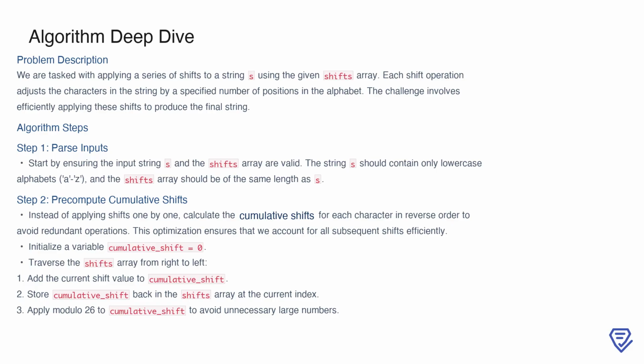To achieve this, we start by parsing the inputs, ensuring the string S contains only lowercase letters and that the shifts array has the same length as the string. Next, we move to the key optimization step.